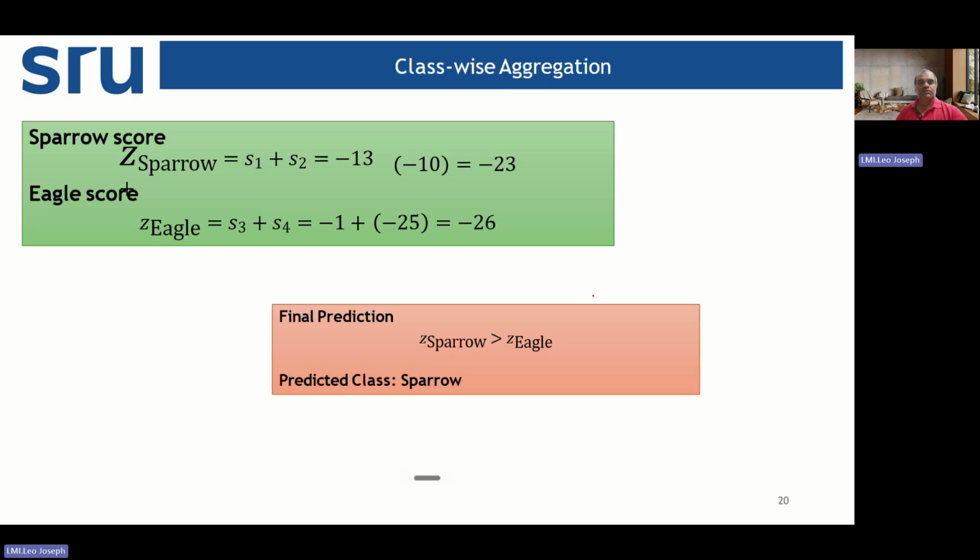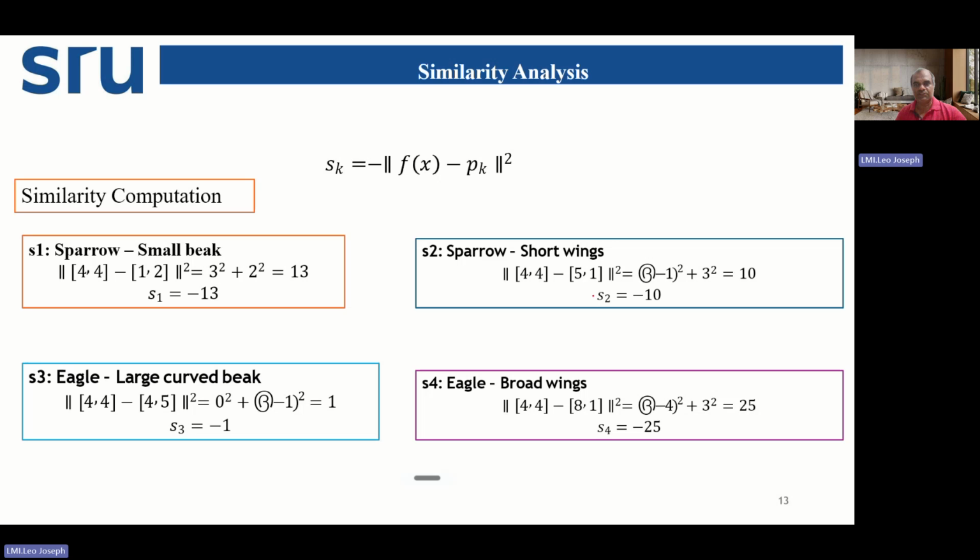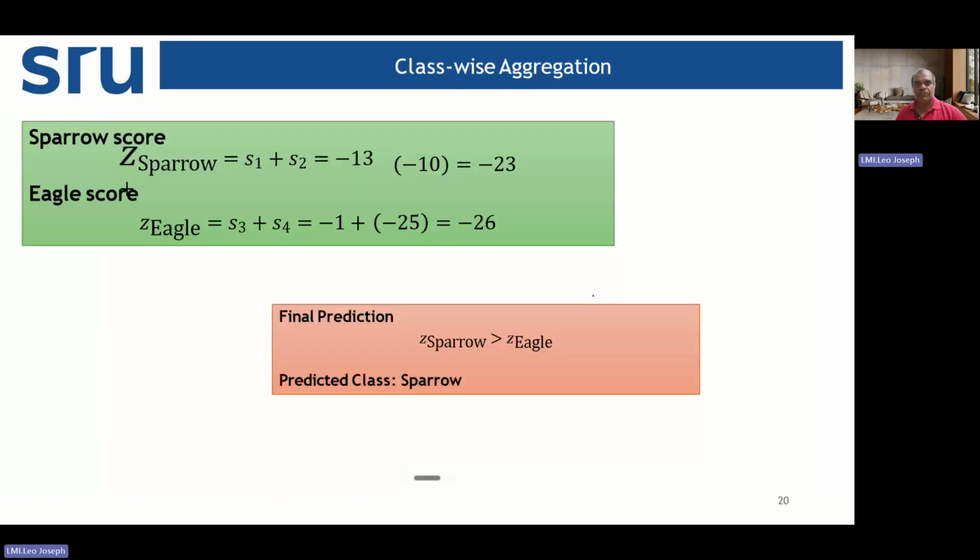Based on that, minus 13 and minus 10, this is S1 plus S2, two sparrows. These belong to the sparrow category, minus 13 and minus 10. Here you can see minus 13, minus 10, we get minus 23, and here minus 1, minus 25, minus 26. Based on this, which one has the highest similarity score? Minus 23 only. So the image is a sparrow image.